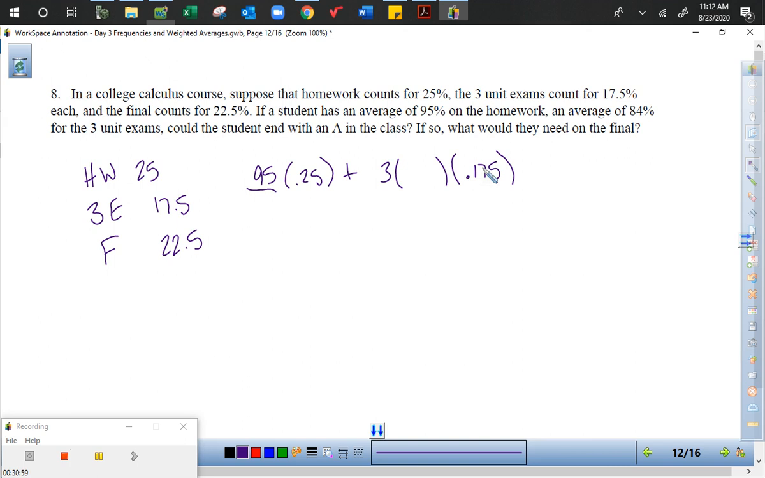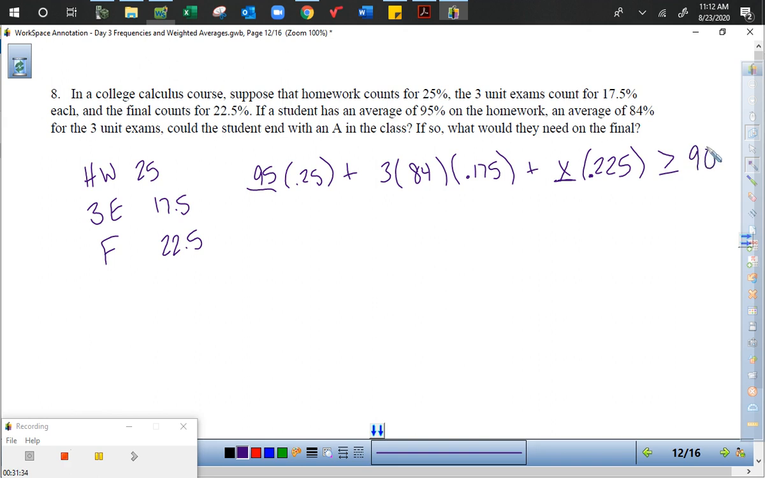Okay, but the exams, it says, was an average of 84, so I'm going to tuck that in there. And then it says we don't know what the final was, but the final we do know is weighted at 22.5, so move your decimal twice, 0.225, and we don't know what this is. So I'm just going to put an X there. And our goal is to figure out what's going to give them an A. So an A would look like 90 or above. So I'm going to write greater than or equal, we need this to be greater than or equal to 90.